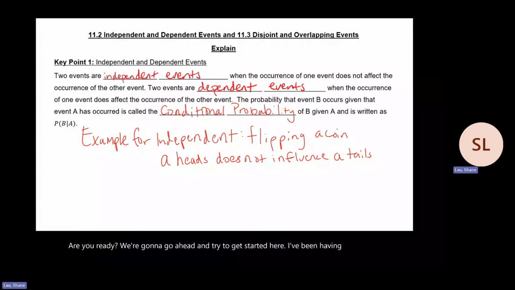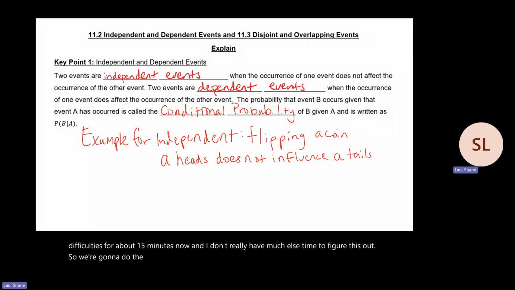All right, everybody, we're going to go ahead and try to get started here. I've been having some technical difficulties for about 15 minutes now, and I don't really have much time to figure this out. So we're going to do the best that we can.